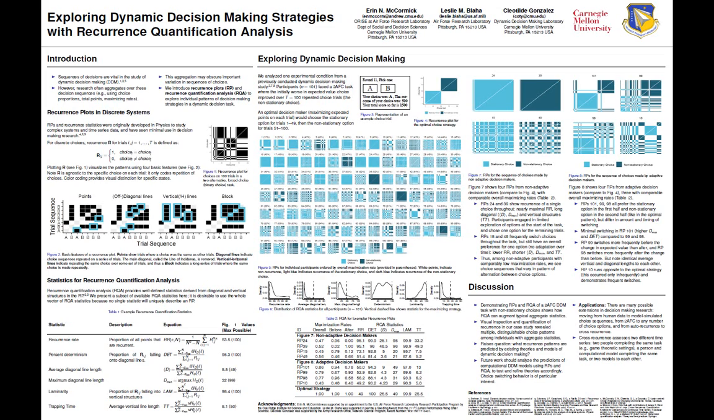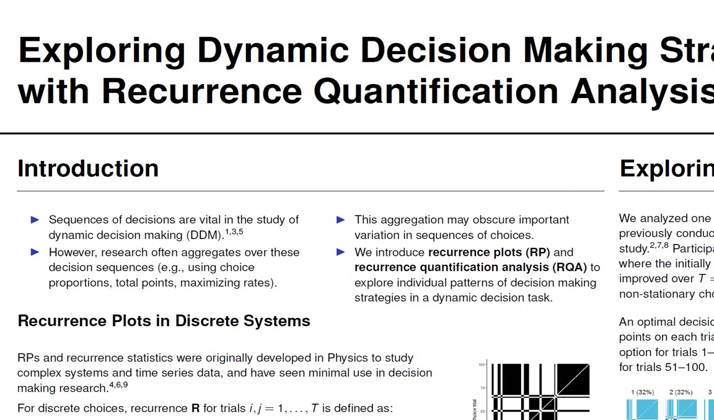These insights augment traditional aggregate measures of behavior and raise questions, for future work, about the ability of existing theories to predict and explain the choice patterns that we observe using RQA. In more detail, many research projects use aggregate measures of behavior, choice proportions, total points, maximizing rates, even when we are studying ordered choice sequences where ultimately we are interested in the patterns seen within these sequences. In order to avoid obscuring these patterns in our present analysis, we used Recurrence Quantification Analysis, or RQA.